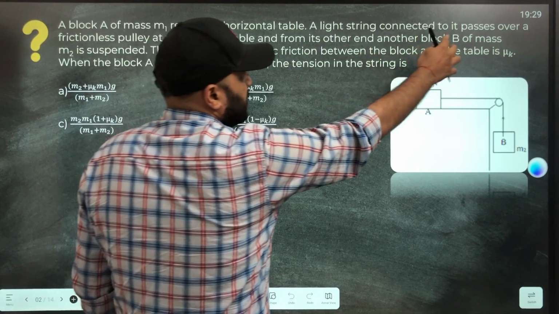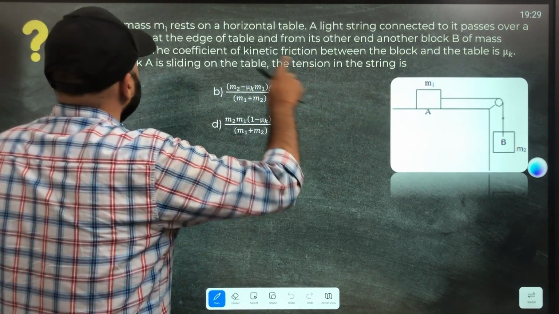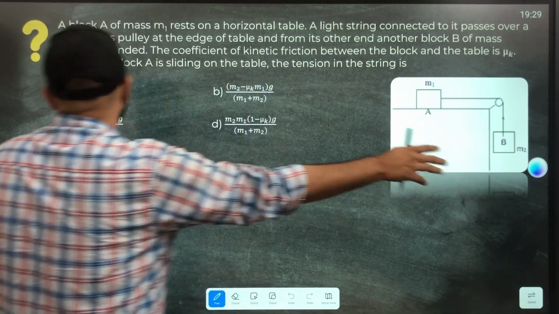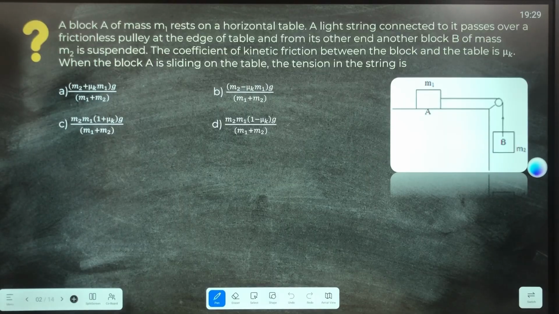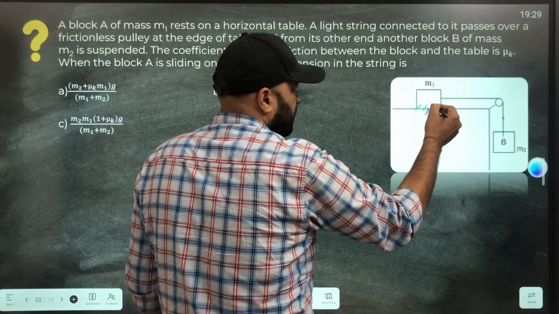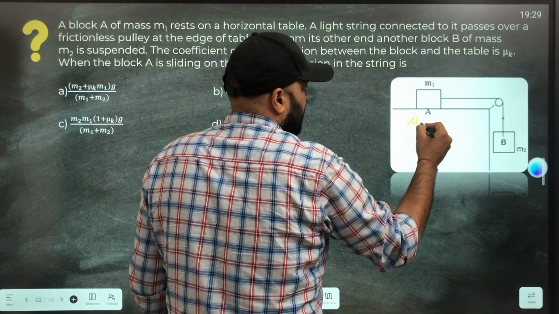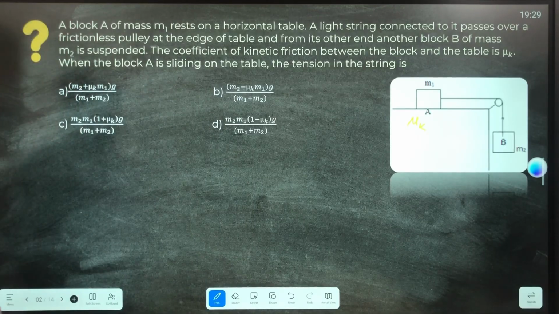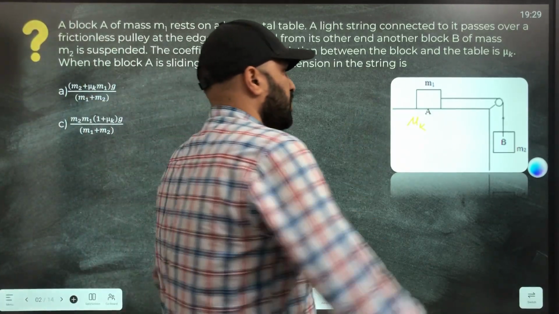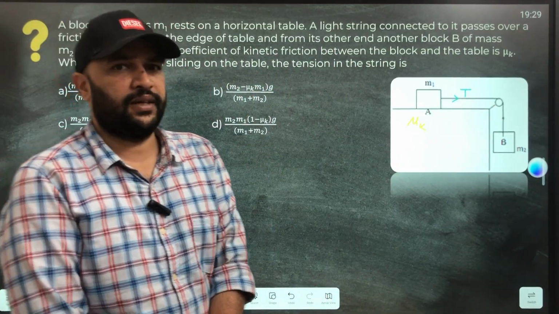A light string connects to it, passes over a frictionless pulley at the edge of the table, and from its other end, another block B of mass m2 is suspended. Fine. The coefficient of kinetic friction between the block and the table is mu k. So obviously this will be the friction over here, and that is given as mu k. When the block A is sliding on the table, you have to find the tension in the string T. I hope the question is clear, right?